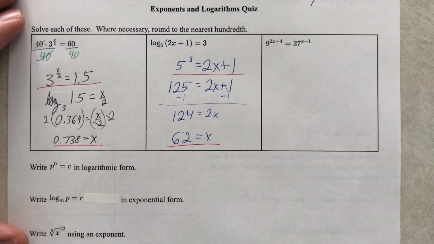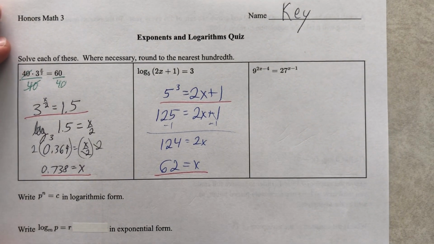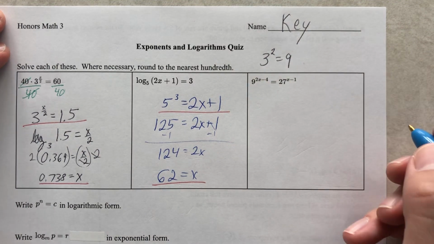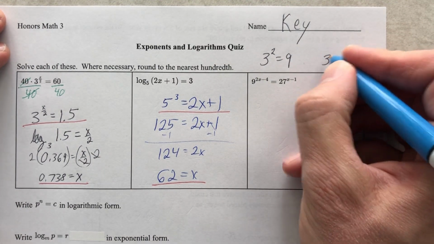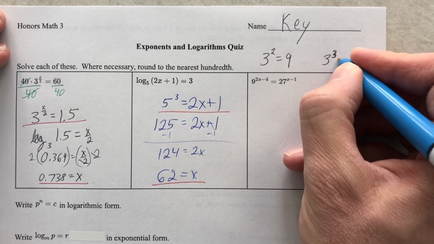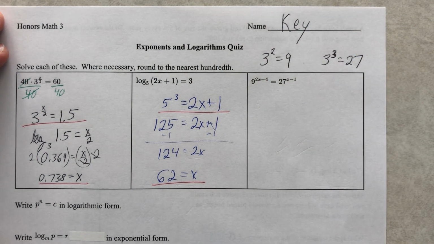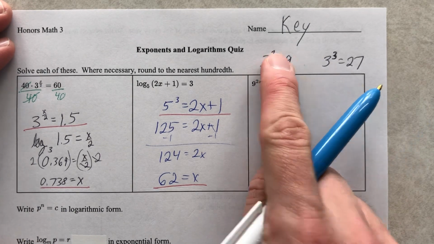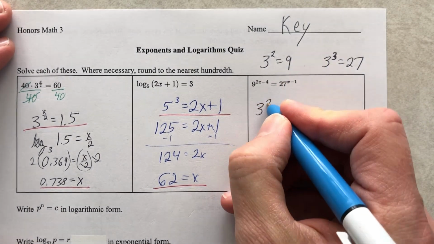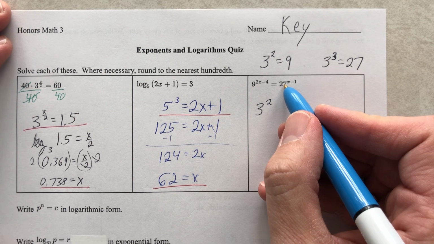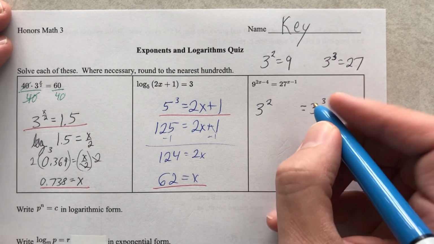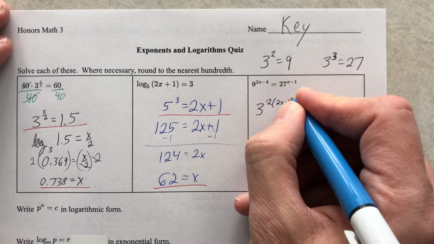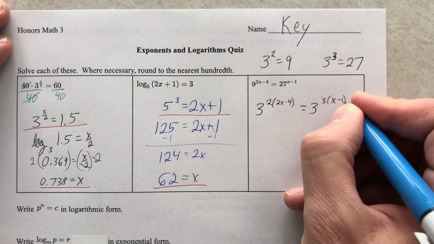The next one is really fun in the sense that you could just say, hey, I know what 3 squared is. It's 9. I know what 3 cubed is. Oops, 3 cubed. It's 27. And then I can turn 9 into 3 squared. Let's do that. Leave a little space. And I can turn 27 into 3 cubed. Clearly, this equation is false. We need some exponents. 2x minus 4 and x minus 1.